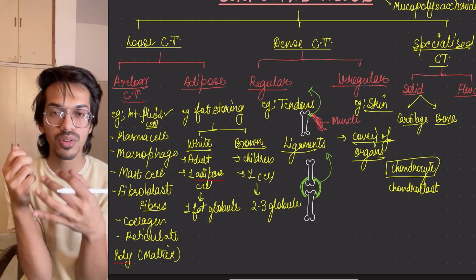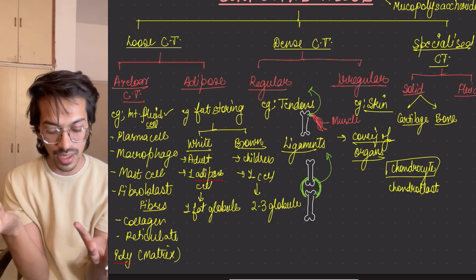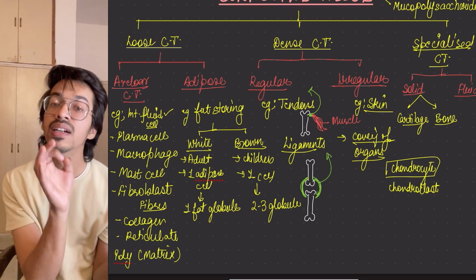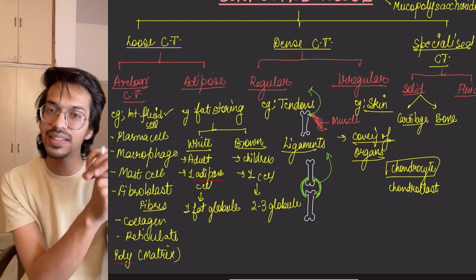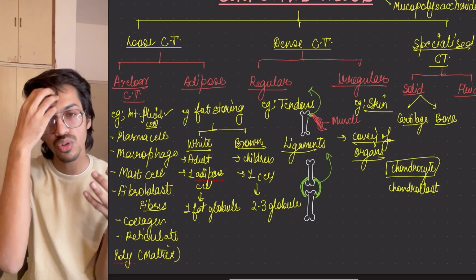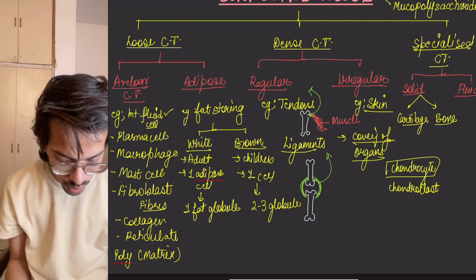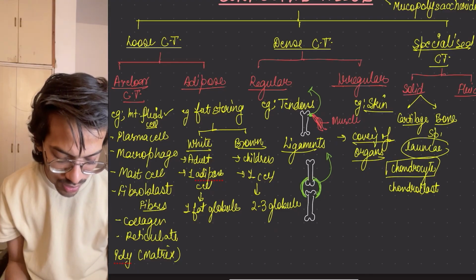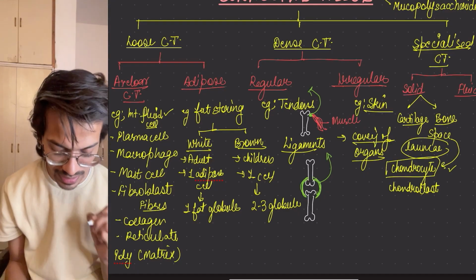The space name is known as lacuna. Whereas in the bone, only one osteocyte is present inside that space. The space is also called lacuna. So the word lacuna you have to remember. Lacuna is the space in which these cells are present.